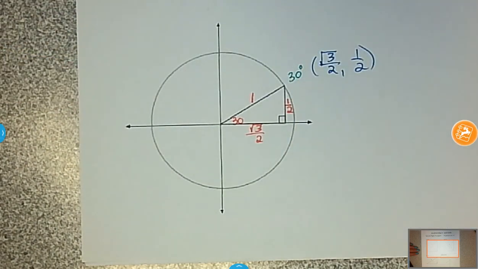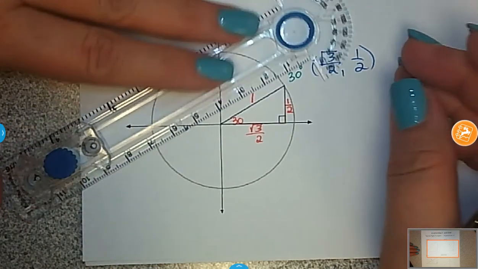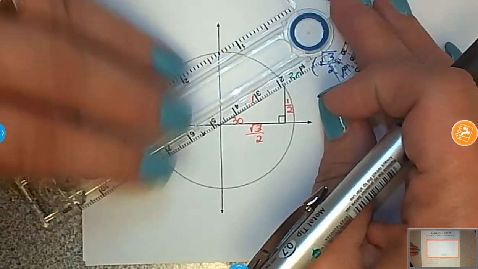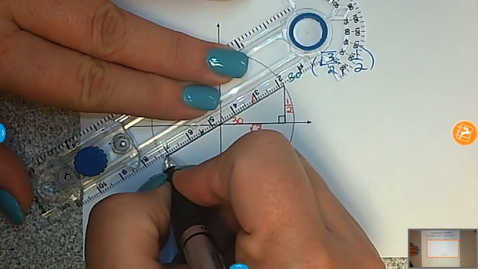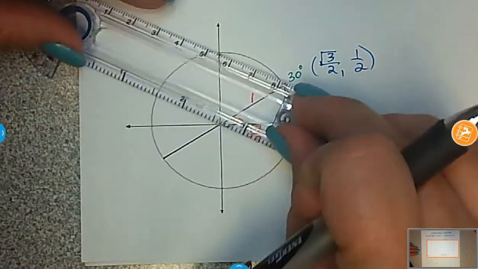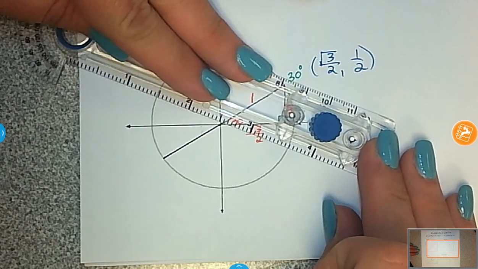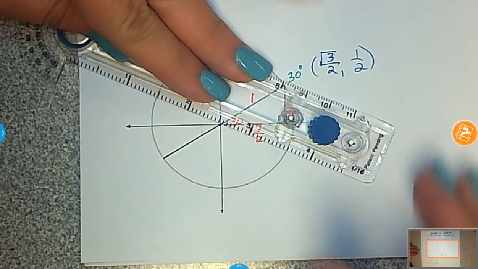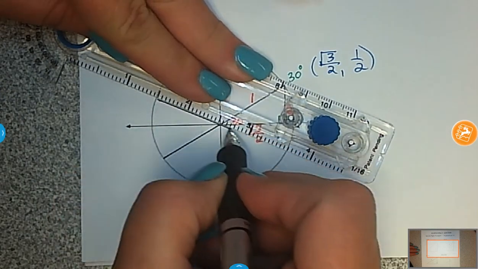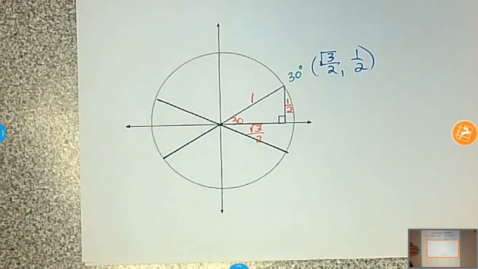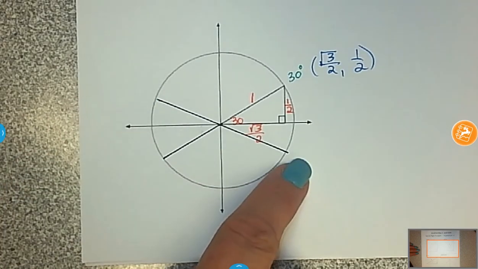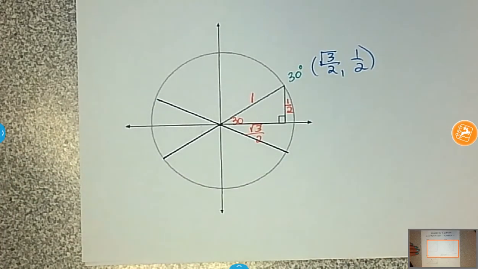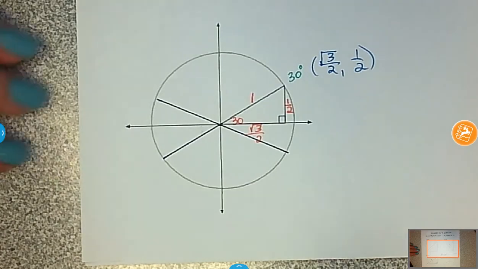Now let me draw in the other angles and see if you can complete this one on your own. Alright, so you may want to pause this while you put the angle measures for each on there, and then go ahead and do your ordered pairs.